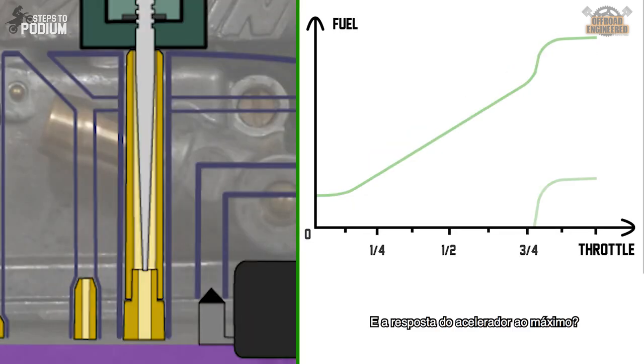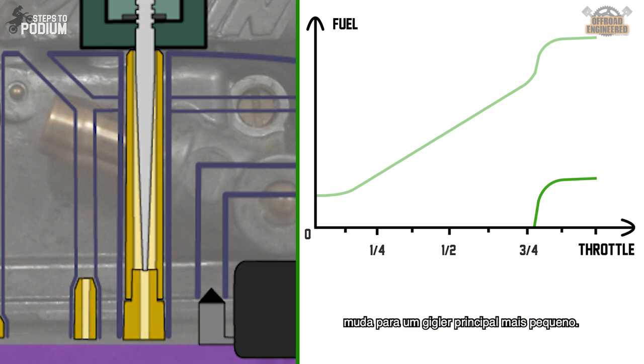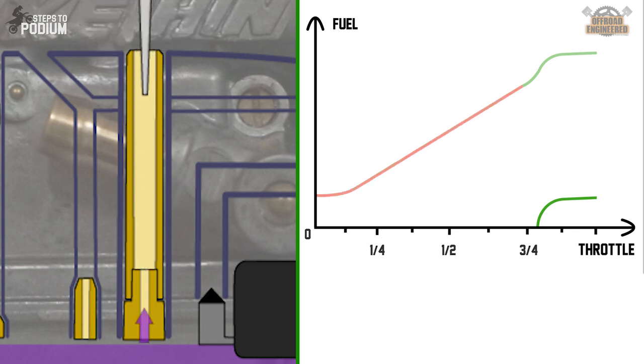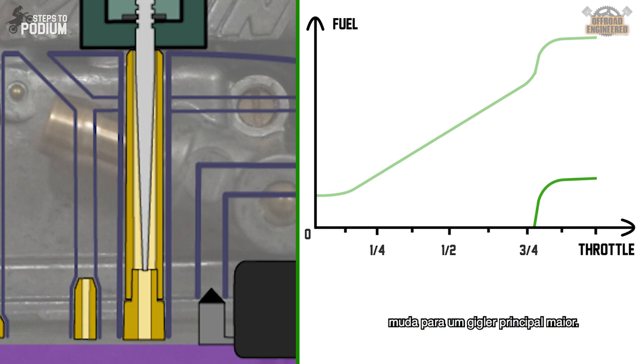And what about full throttle? If you need a leaner mixture on full throttle to avoid fouled plugs, change to a smaller main jet. If you need a richer mixture to have a cooler engine at full throttle, for example, change to a bigger main jet.